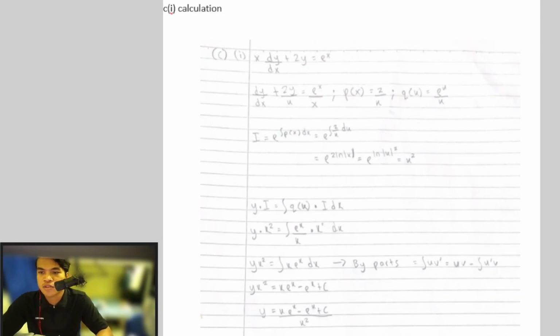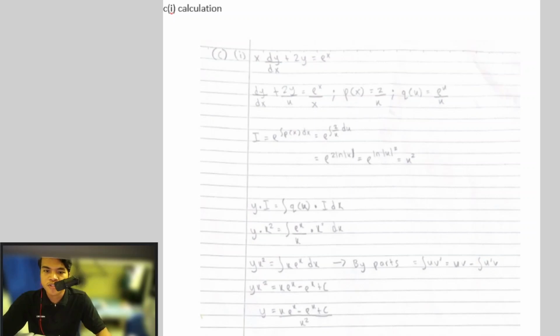Okay, for question C1, we use a linear ODE to solve it. The first thing we need to do is, in the left side, substitute x to y to 2y and e to the power of x, and we get dy over dx plus 2y over x equals e to the power of x over x. Here we know p(x) equals 2 over x and q(x) equals e to the power of x over x.